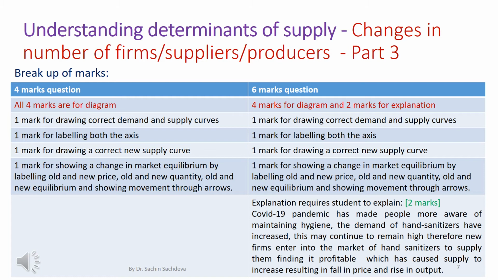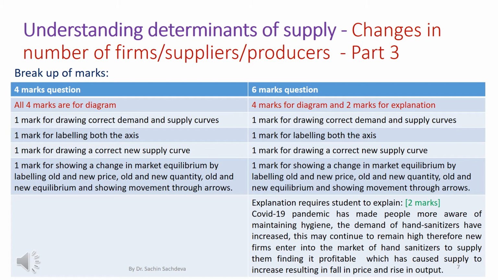You can see the breakup of marks. If it's a 4-mark question, all 4 marks are for the diagram. See the right side column of the table. If it's a 6-mark question, again 4 marks for the diagram and 2 marks for explanation. How are the 4 marks of the diagram divided? 1 mark for drawing the correct demand and supply curve. Which one? The old one, D and S.